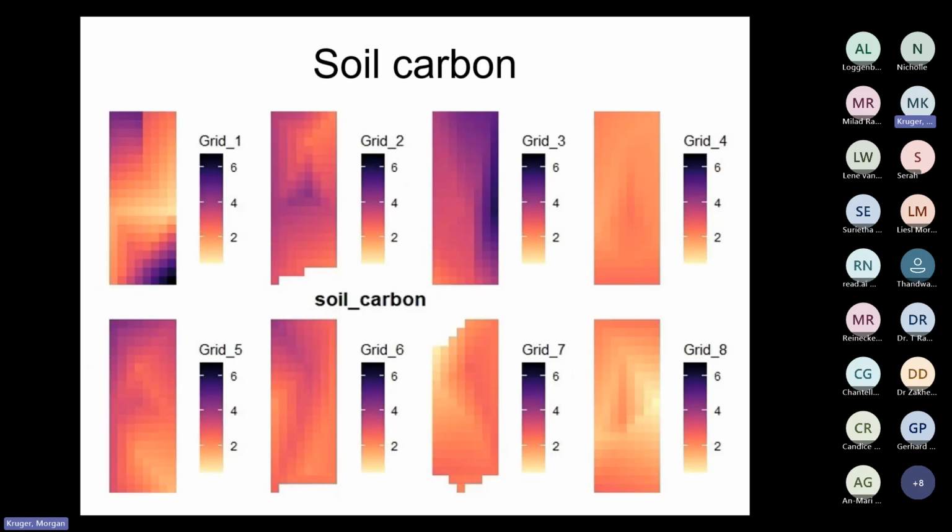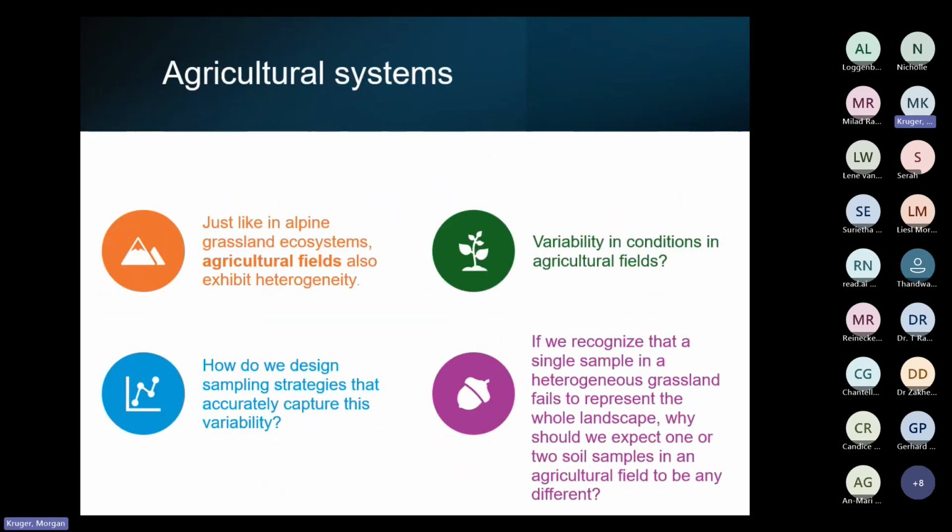Then just as an example, I'll show you some of the results for soil carbon. Again, you can see lots of variation within grid, as well as between grids. So the point here is that we have lots of variation at fine spatial scales in these types of environments. And just like alpine grasslands or Marion Island, anywhere you go, I think that agricultural fields can also exhibit significant spatial heterogeneity. However, instead of natural gradients like elevation and aspect, perhaps agricultural variability could be driven by factors such as soil type, cropping history, irrigation patterns, and some other things.